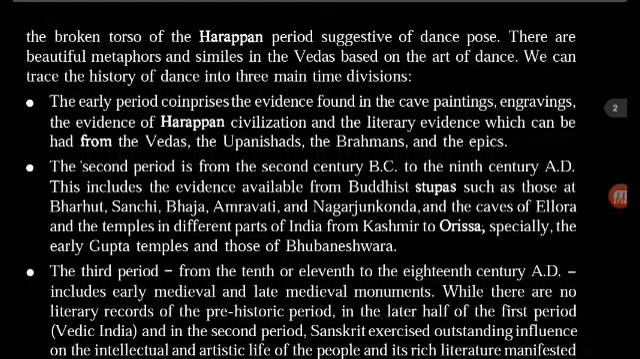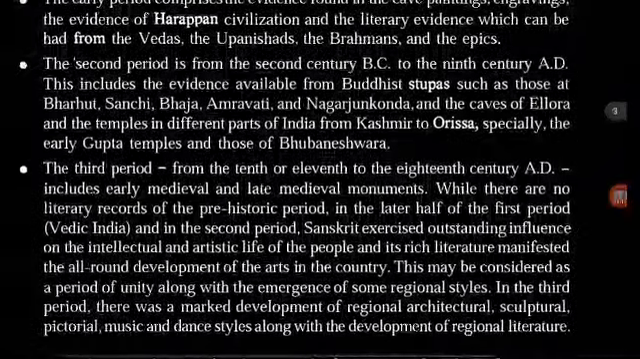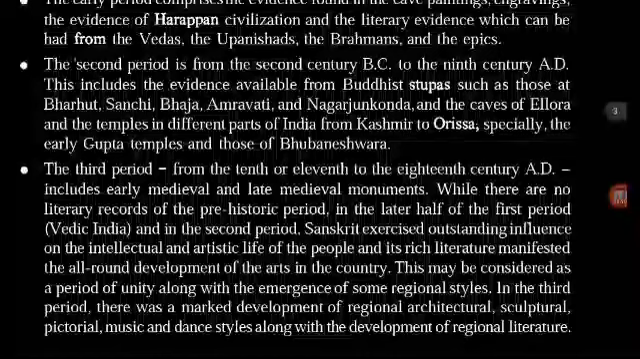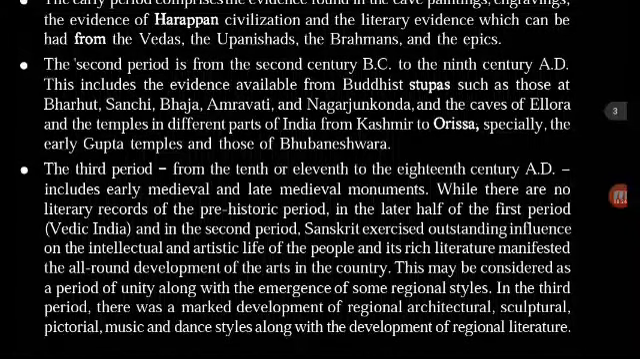The early period comprises the evidence found in the cave paintings, engravings, the evidence of Harappan civilization, and the literary evidence which can be had from the Vedas, the Upanishads, the Brahmanas, and the epics. The second period is from the 2nd century BC to the 9th century AD.